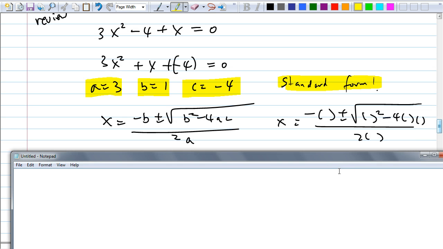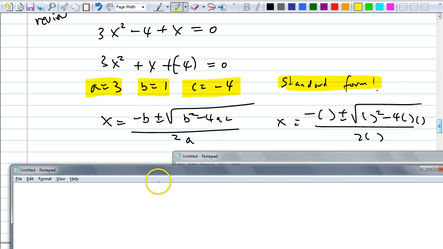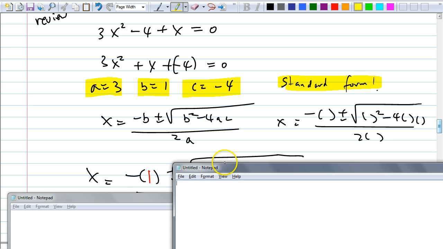So it's important that you plug it in correctly because people, even though they know the formula, mess up plugging in and simplifying. So somebody tell me what to plug in. What goes into the first parentheses? Here, Cole. 1. Very good. Because it's negative b. So I just plug in, it becomes negative 1 plus or minus.